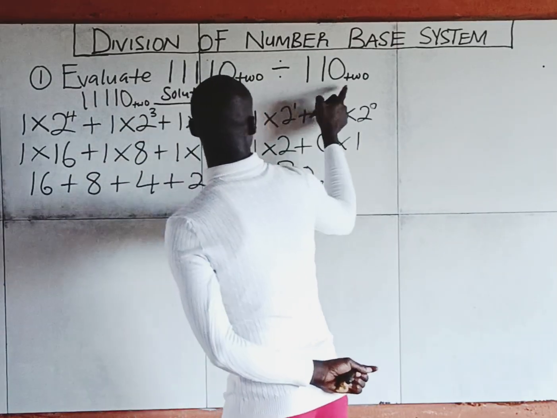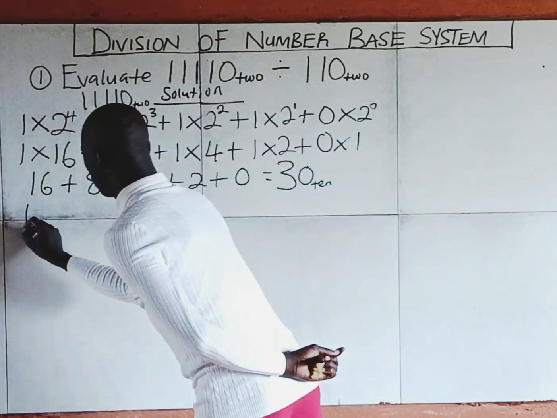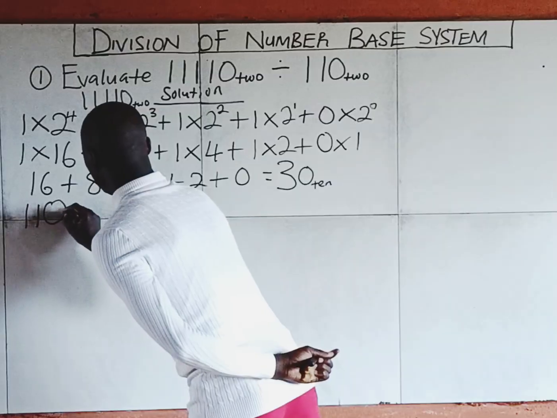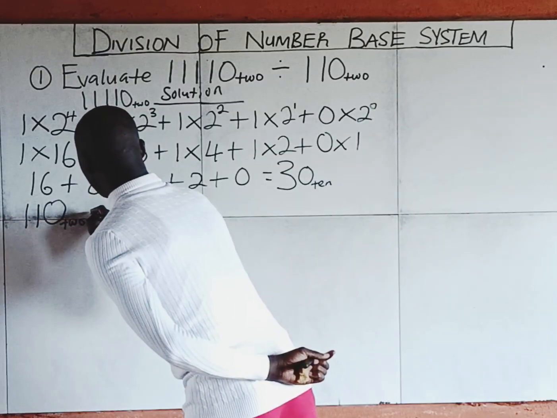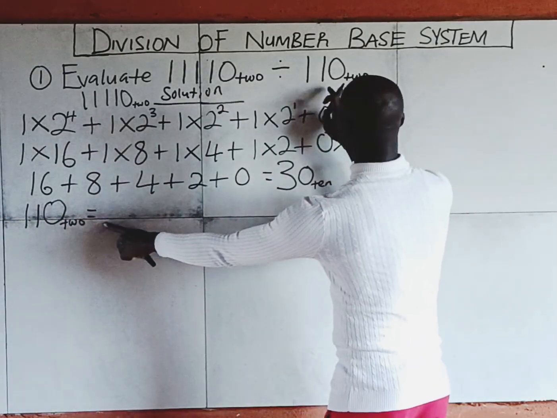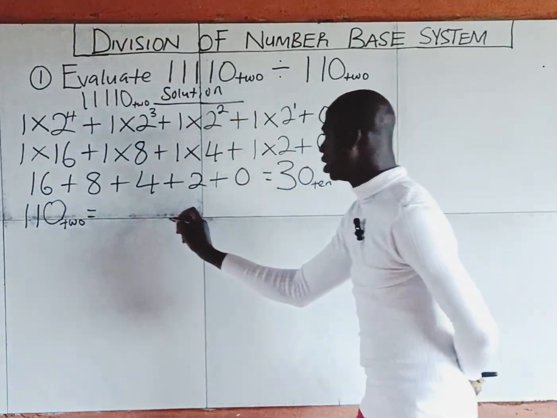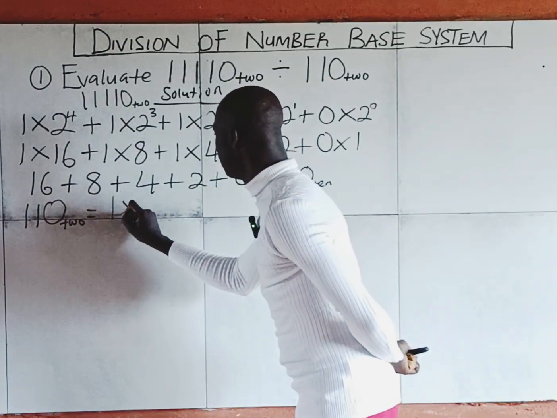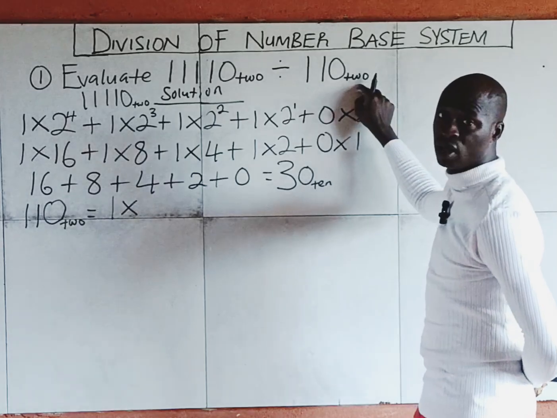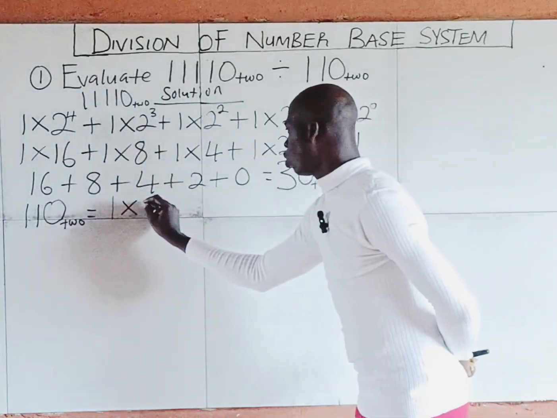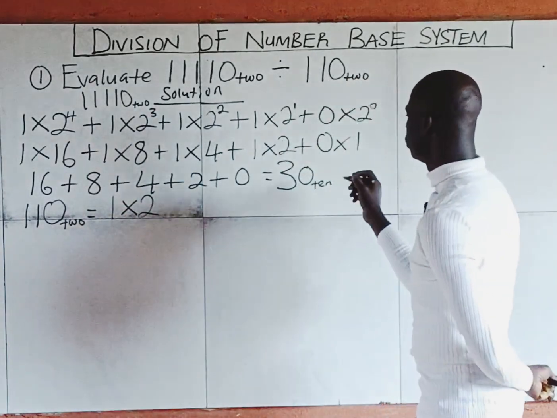Okay. Now, here becomes 110 base 2. I'm going to sort here out. Now, what is the first digit we are currently having here? The first digit is 1. So I will say 1 multiplied by, what is the base we are having? The base we are having is 2. So I'll come here and say 1 multiplied by 2.